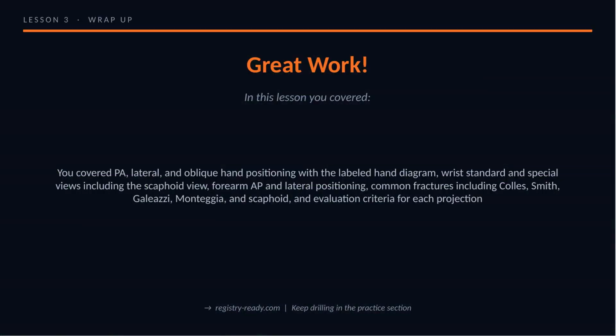Lesson 3 complete. You covered PA, lateral and oblique hand, PA and lateral wrist with carpal bone anatomy, the scaphoid view and why it matters, AP and lateral forearm positioning, 6 common fractures including Colles, Smith's, Galeazzi, Monteggia, and scaphoid, and evaluation criteria for each projection.